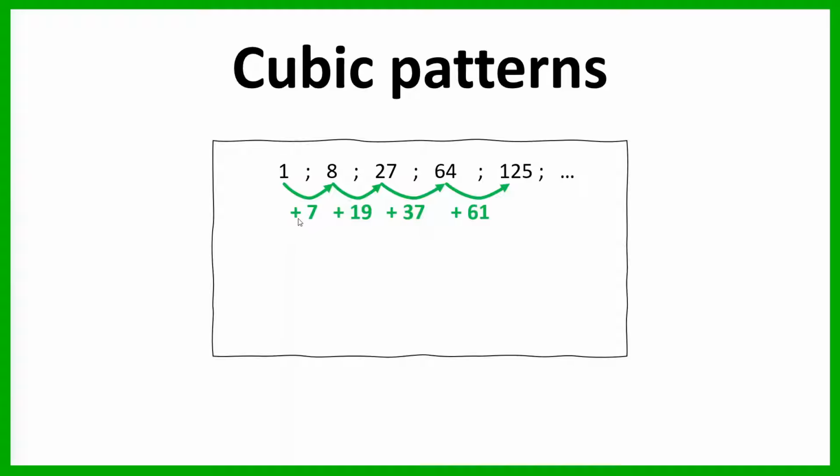Okay, then from 7 to 19, let's check the second level of differences. Here I'm adding 12, then I'm adding 18, and then I'm adding 24. Again, they're still not constant, but now you can see that they look more like a pattern. If I check the differences again, you'll find that from 12 to 18 you're adding 6, and from 18 to 24 you're adding 6. So here we've got 3 levels of differences, and the third level of differences is constant. This is a cubic pattern, and the rule for this pattern is n cubed.